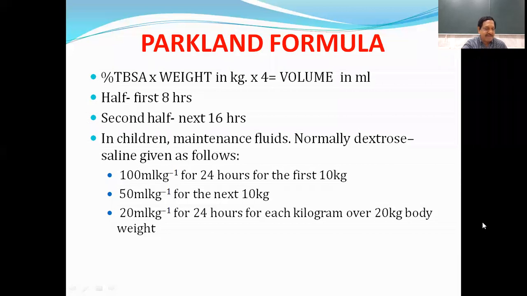Again, it is important to stress that the time slot starts from the time of occurrence of the burns, not from the time of admission into the hospital. That is very important. And second half, you give in the next 16 hours. Why this delay, you may think? As the time goes on, the capillary endothelium, which was the primary target, is getting repaired. So as the time goes on, the fluid loss will become less and less.